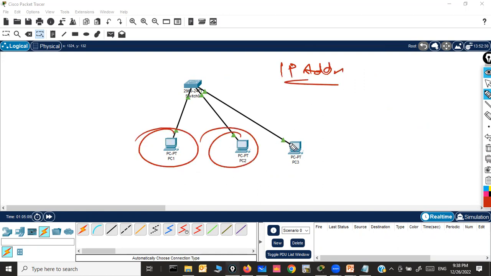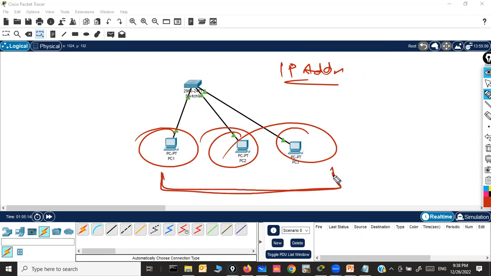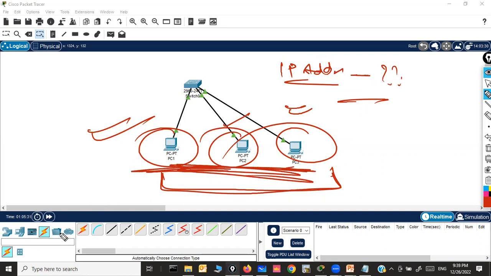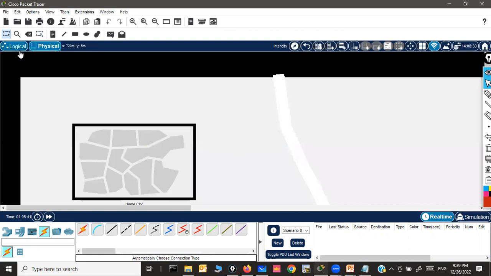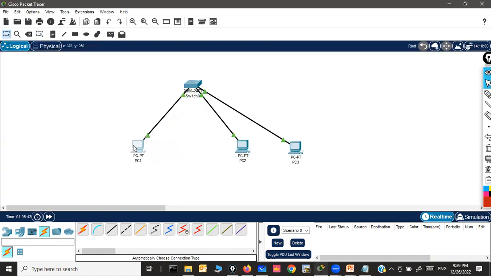There can be 3 different networks. They all can be in a single network also, or there can be 3 different networks, or maybe 2 computers in one network and the third one in a different network. It's all about IP addressing, the network portion of the IP address. If the network portion of all 3 IPs is the same, it means they are all in the same network. So network definition is based on what IPs we have assigned.